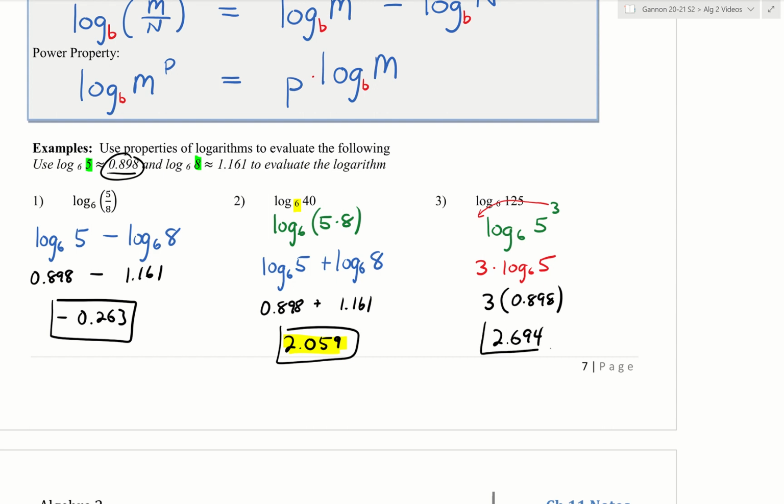All right. And again, kind of the same idea. We would want to be thinking about this in terms of 6 to what power is 125? Well, we know that 6 to the second power is 36. 6 to the third power is 216. So 125 is somewhere between those, and we get a number that's between 2 and 3. So it does make sense.